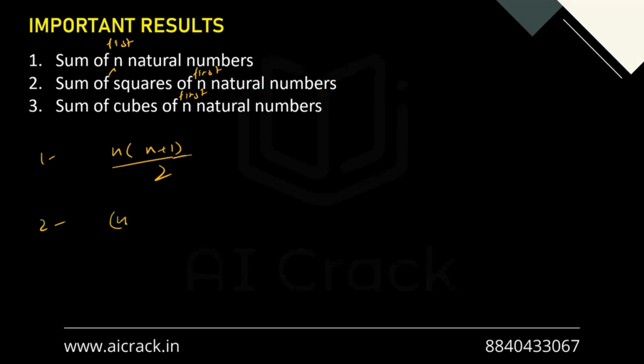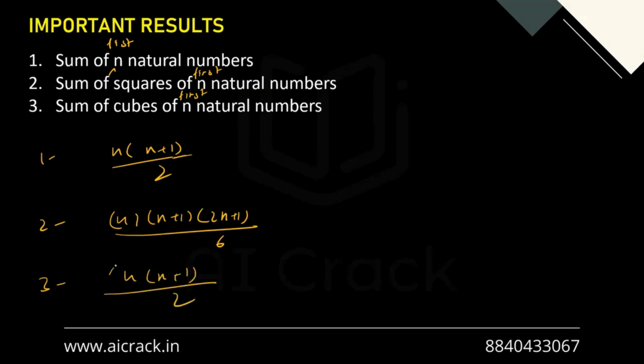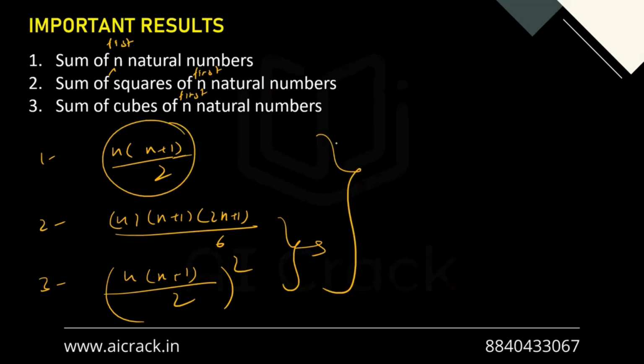Now the second one is n(n+1)(2n+1)/6, and the third one comes out to be (n(n+1)/2) whole squared. Now these two cannot be derived with the help of an AP. The first can be derived with the help of an AP, but you have to remember all of them. You'll be using them in various places like limits, different kinds of progressions, etc., right? So you have to remember all of them.